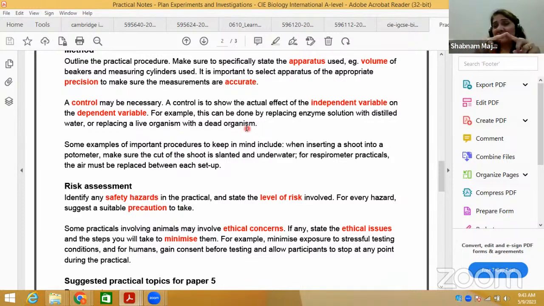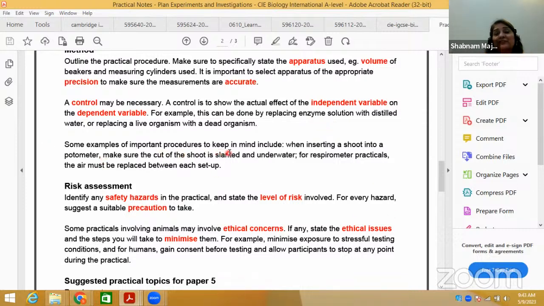Instead of putting in the dead organism, it is better to put an equal mass of cotton or beads, because if you put a dead organism, it can contaminate. So from my point of view, it is better to use beads of equal mass or cotton, though you can use a dead organism as well. The same is the case when you are replacing enzyme solution with distilled water in the control.